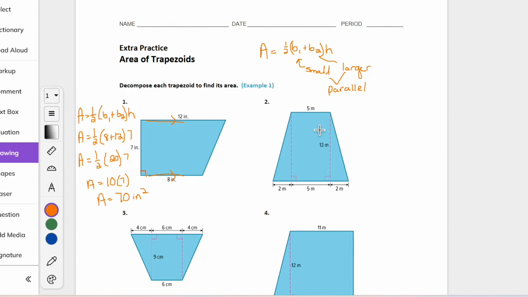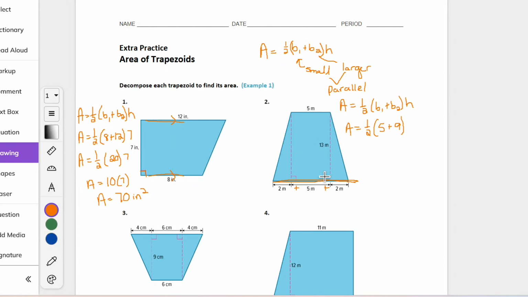Let's take a look at number 2 here. We again use the same formula. 1/2 base 1 plus base 2 times the height. So my base 1 here is going to be 5 plus base 2. They give it to me in several parts here. This middle part is 5. It's the same, but there's also a 2 and a 2. So I have to add all of those together to figure out my entire base. So 2 plus 5 is 7, plus 2 is 9. So 9 is base 2.